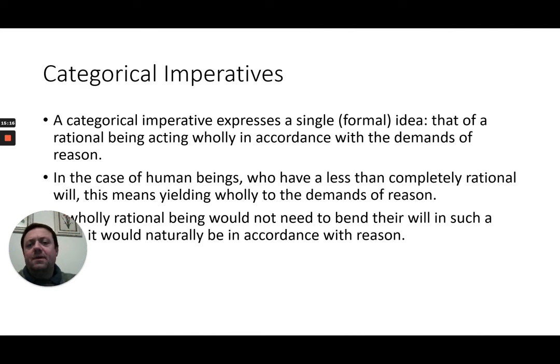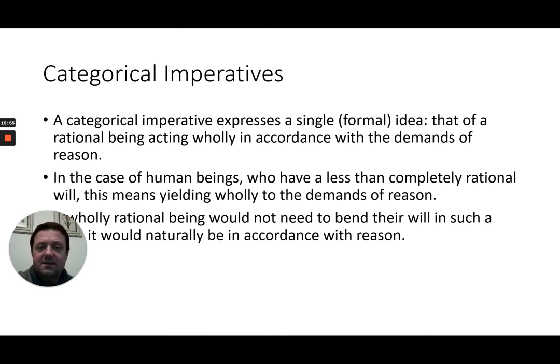Now to categorical imperatives. A categorical imperative expresses a single formal idea, that of a rational being acting wholly in accordance with the demands of reason. In the case of human beings who have less than completely rational will, this means repressing your emotions and yielding wholly to the demands of reason. In other words, any kind of emotional response you might have has to be completely sidelined and play no part in your moral decision making.